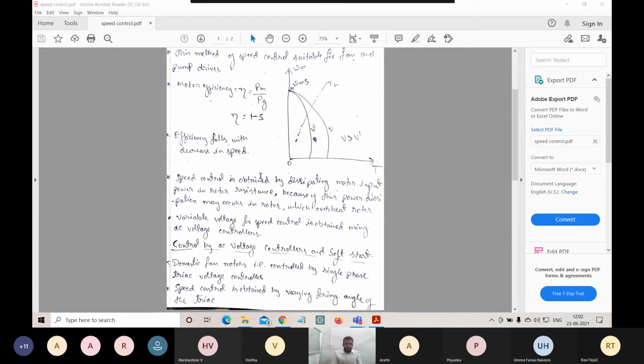And we have seen the single phase induction motor. So single phase induction motor, I have shown. Okay, one more thing. Wait a second.